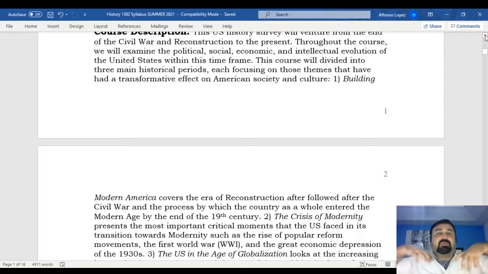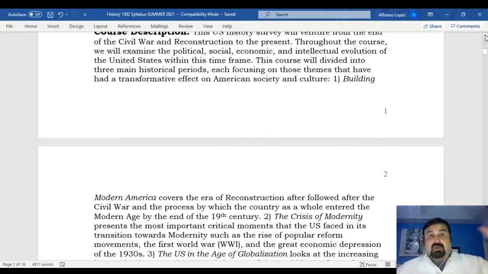Again, we're going to see the building of a new country. That is to say, from the ashes of the Civil War, what we're going to see is the United States now becoming a new nation, if you will, a modern industrial nation, and that's exactly what we're going to start looking at in this course. The United States entering the age of modernity.